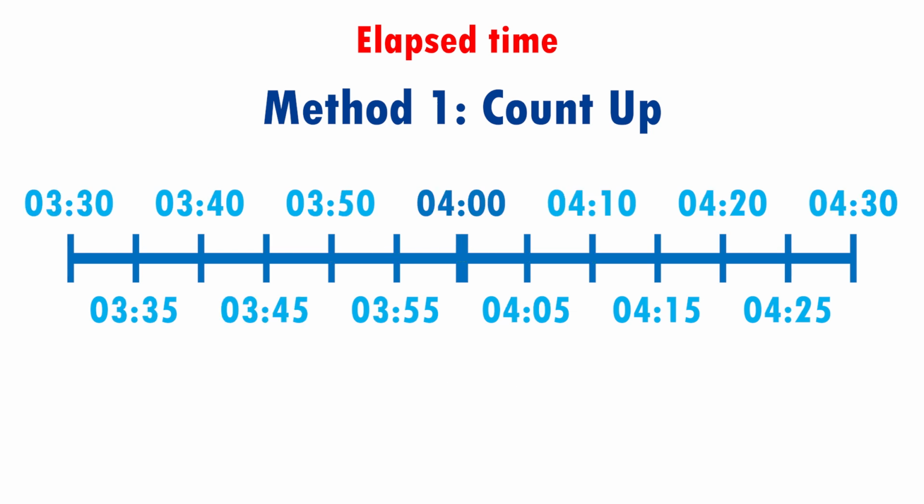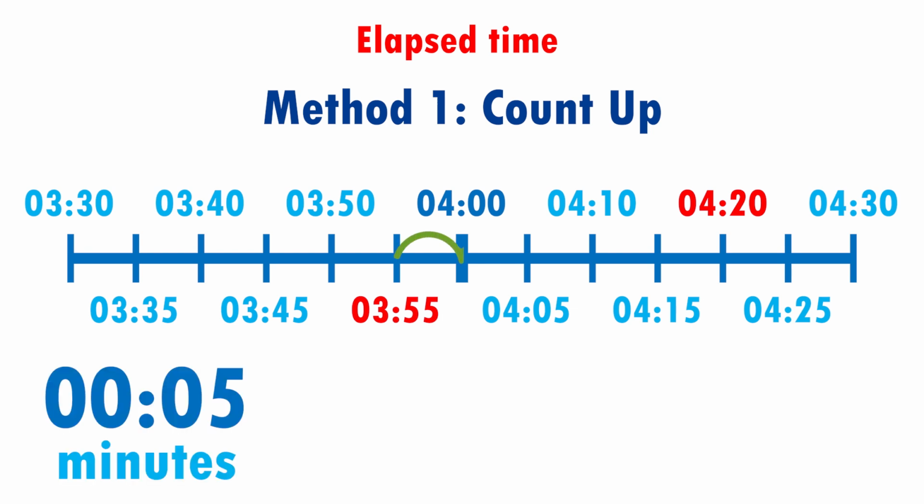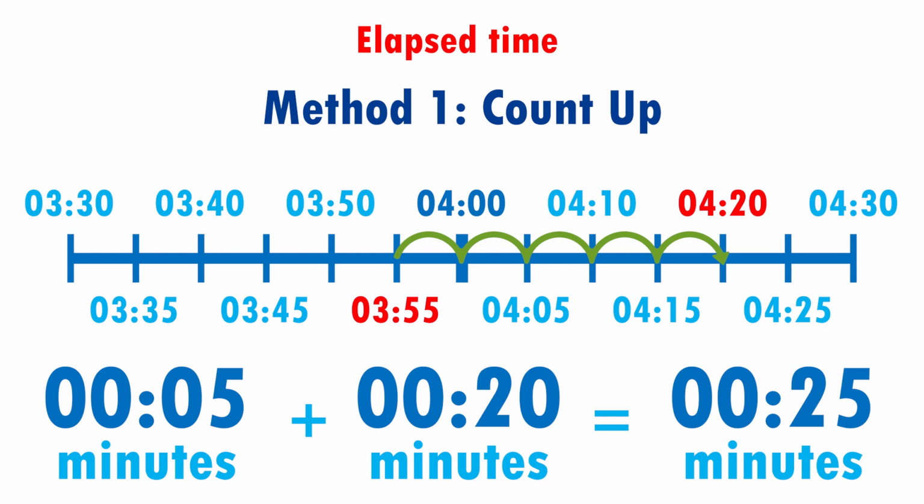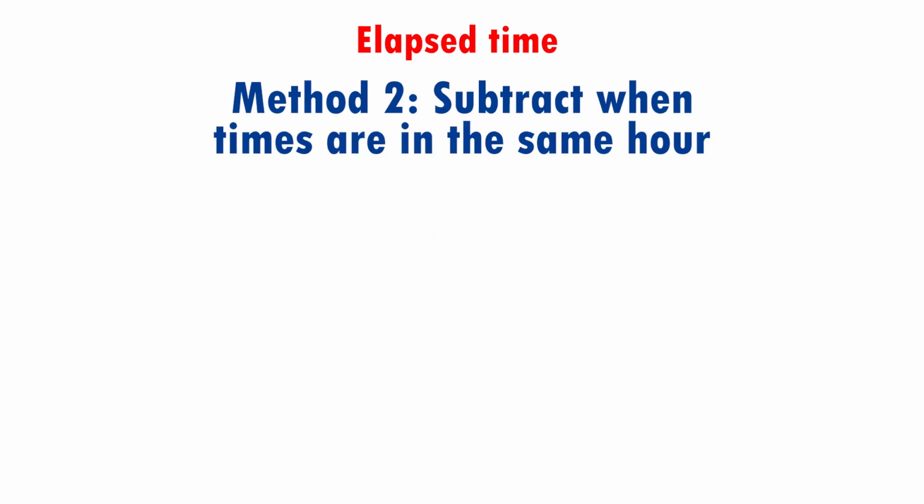For an example that crosses the hour, go from 3:55 to 4:20. First jump to the next hour. From 3:55 to 4 o'clock is 5 minutes. Then continue from 4 o'clock to 4:20, which is 20 minutes. Together, that makes 25 minutes. Super easy, right?